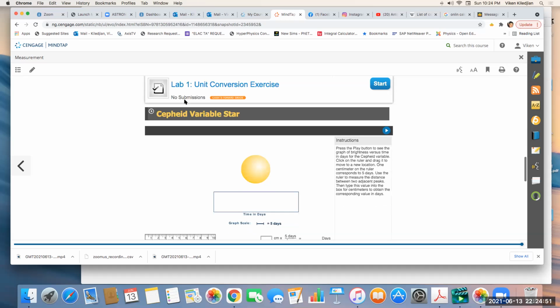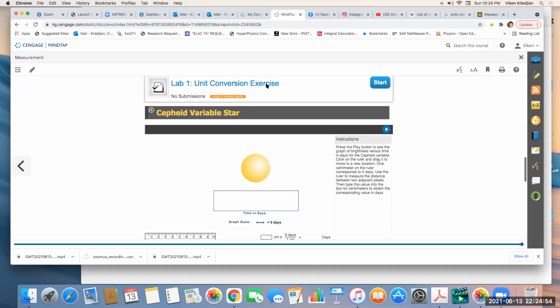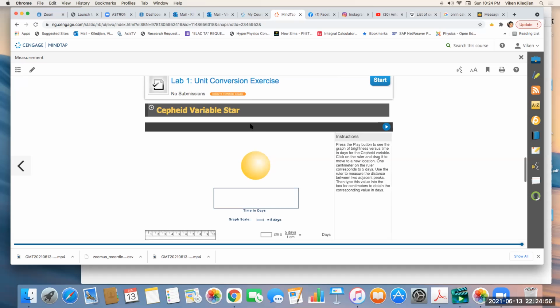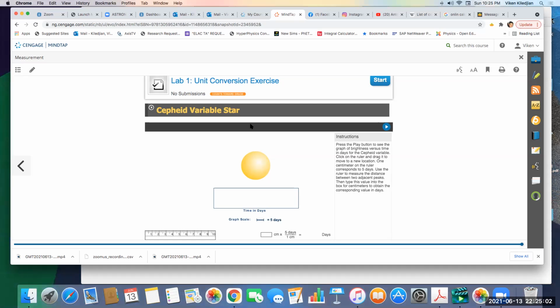Okay, next, unit 1 conversion exercise. So Cepheid variable. A Cepheid variable star is a variable star which varies in brightness. We also say that it pulsates. These are stars that are dying, and when they're in their death process, they periodically brighten and dim. So we're going to try to figure out how long this Cepheid variable star takes to brighten and dim.